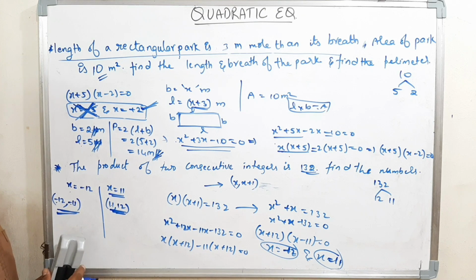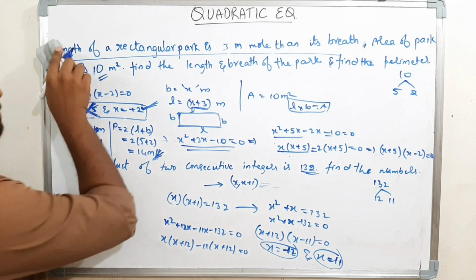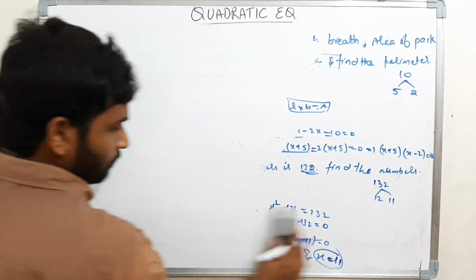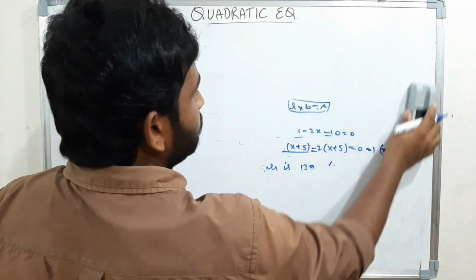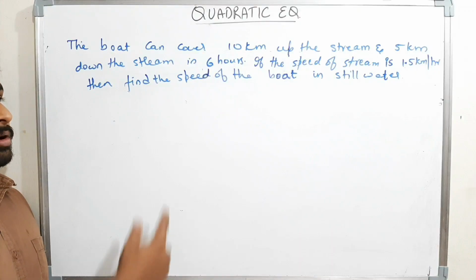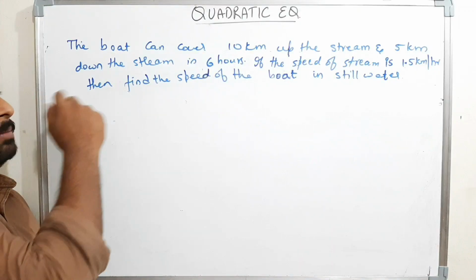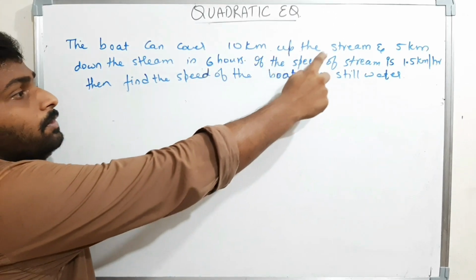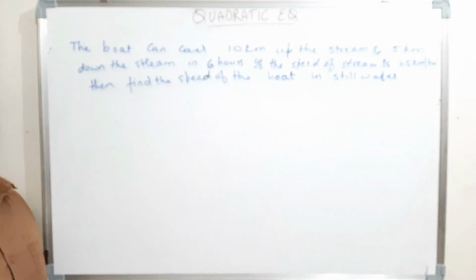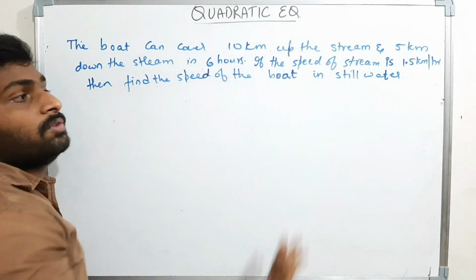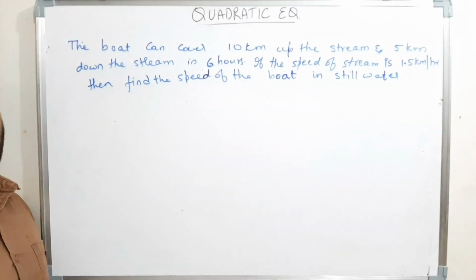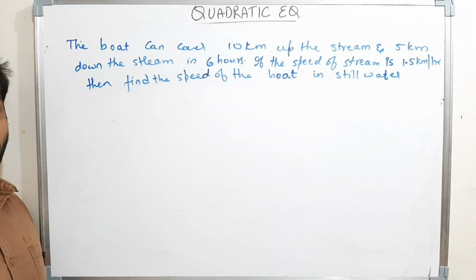Okay, we will see a few more problems. Now we will see this problem. The boat can cover 10 kilometers up the stream and 5 kilometers down the stream in 6 hours. Now, if the speed of the stream is 1.5 kilometers per hour, then find the speed of the boat in still water. That means nothing but simply the speed of the boat.